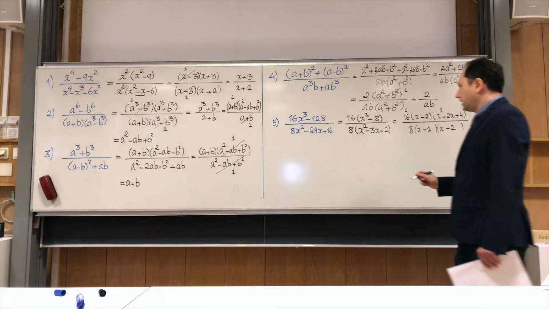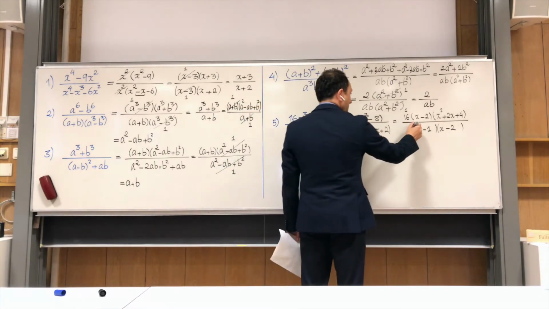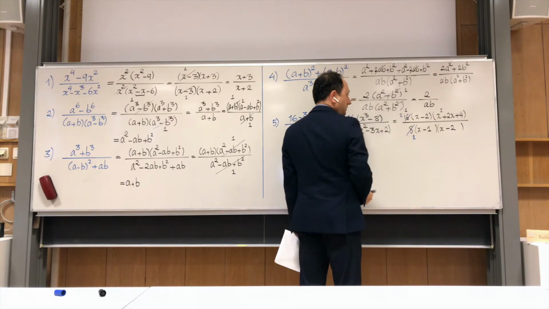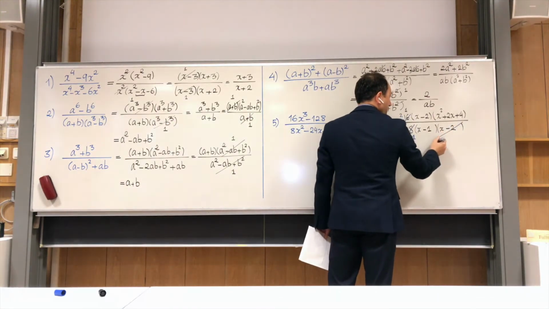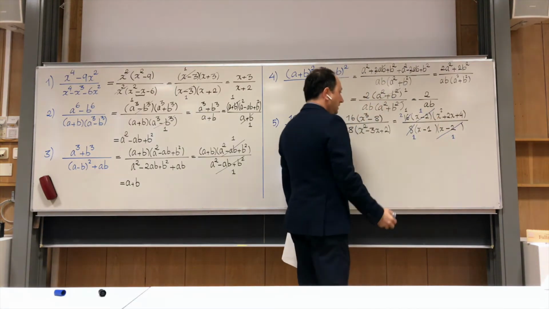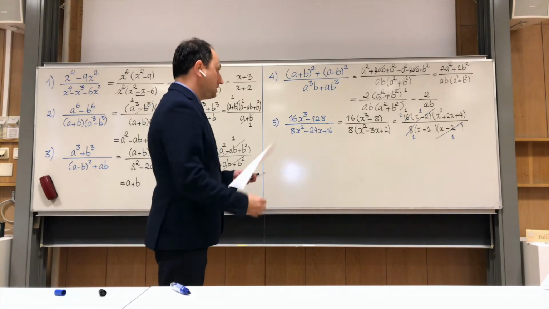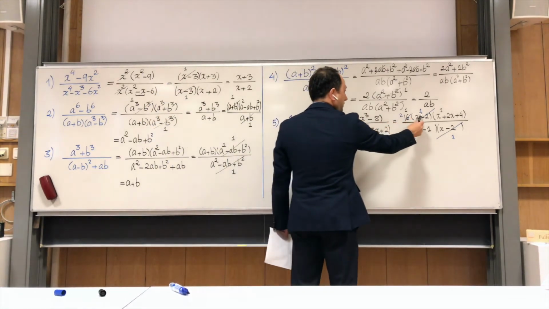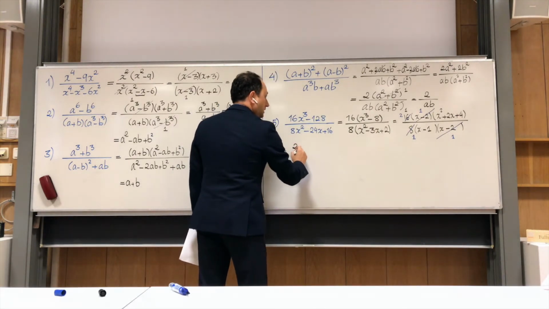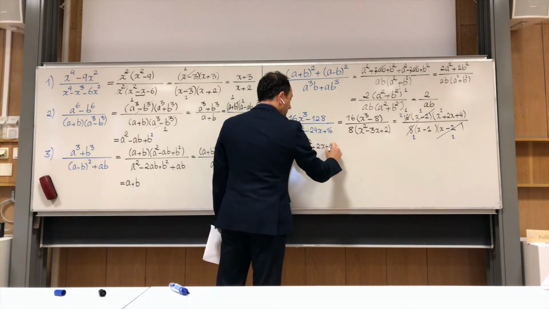Okay, now you see that this 8 can be divided by 8 one time, 16 divided by 8 two times. And this x minus 2 can be simplified by that x minus 2, one time here and also one time there. And then we cannot simplify anything more. So then what I get is 2 times 1 times this expression. So it becomes 2x squared plus 2x plus 4.